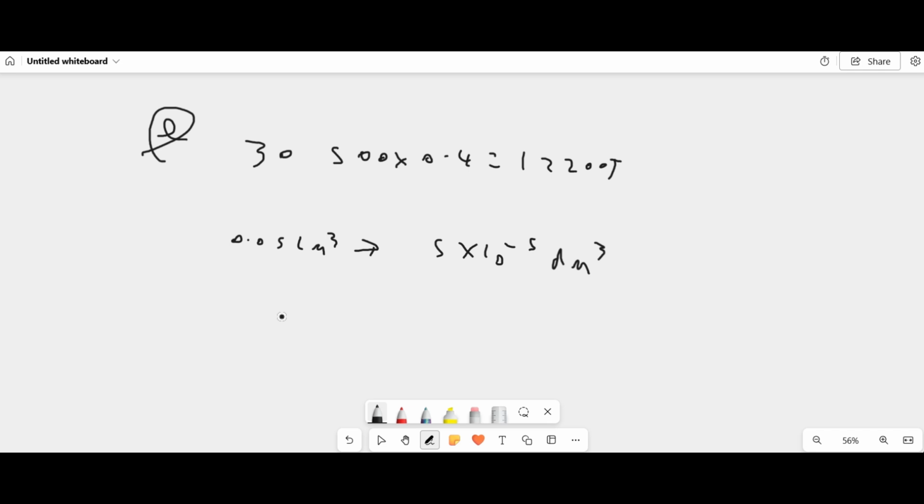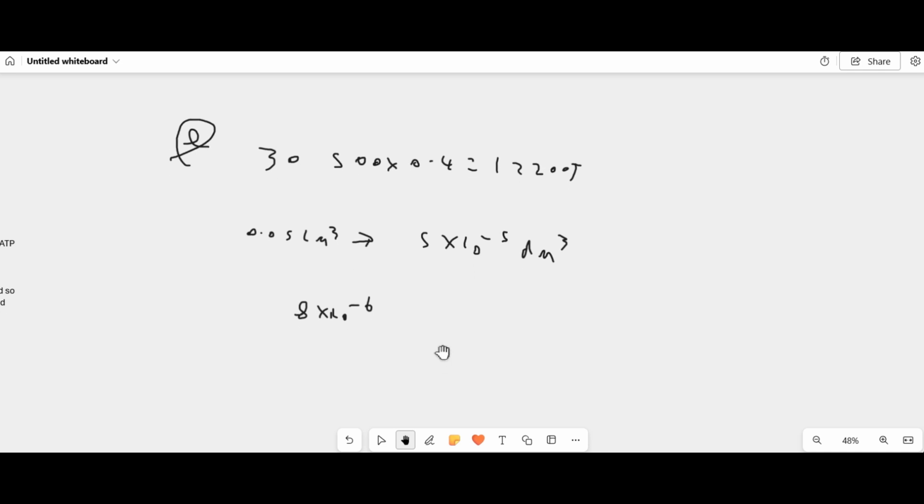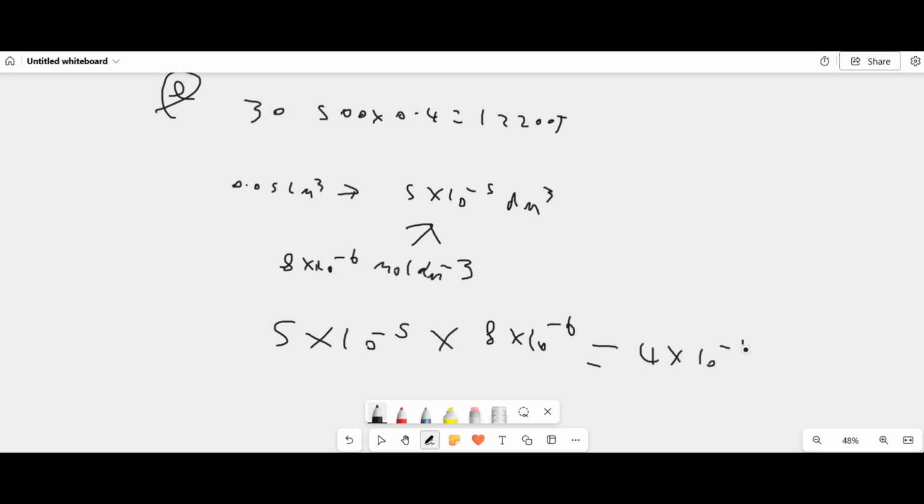Now you need to look at D. D's got concentration 8. If you look at the table and go up here, it says that D has 8, and the heading is times 10 to the power minus 6. So 8 times 10 to the power minus 6 concentration. If you're trying to find the amount of moles, then you're going to need to times that by 5 times 10 to the power of minus 5, because that's per decimeter. Times that by 8 times 10 to the power of minus 6, and that's going to get 4 times 10 to the power of minus 10.